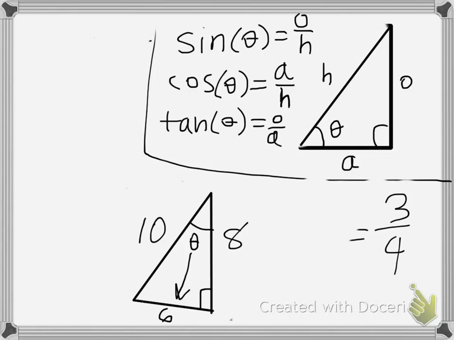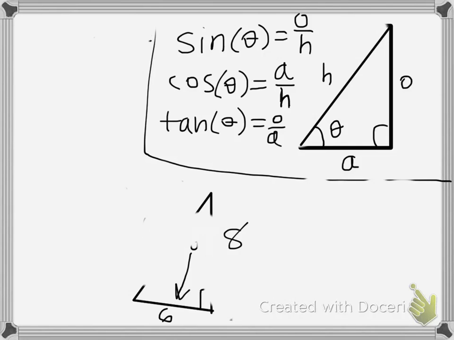So that was a little trickier example, but all you have to remember is that sine of theta is opposite the angle over hypotenuse. So all we did was we switched where the opposite and adjacent sides are.